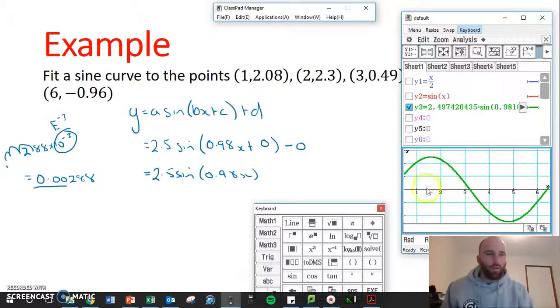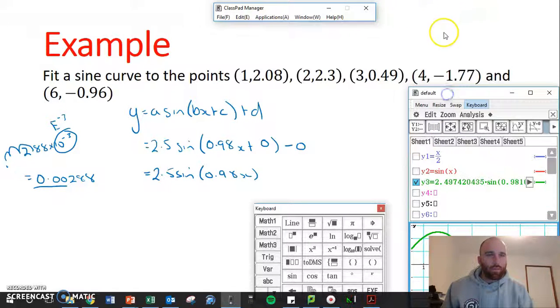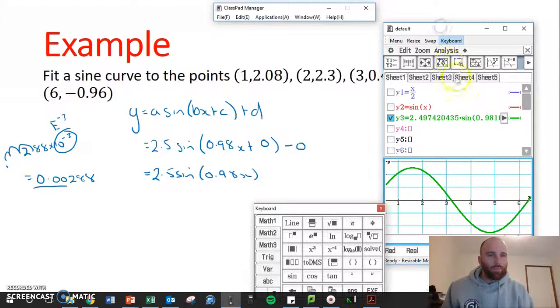Okay. So I fit a sine curve. That's my sine curve, and it goes through those points. Okay. So if you look at the 1, 2.08, which would be about there. 2 and 2.3, so it's slightly higher. 3, 0.49, so it's about half. 4 was negative 1.77, and then 6 was negative 0.96. Okay, so that whole sine graph fits that curve, and this is our formula.